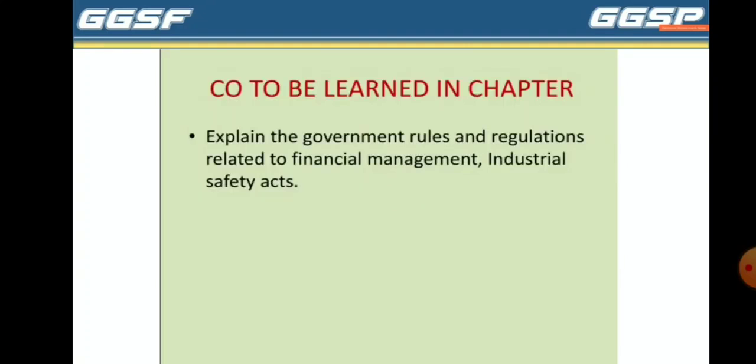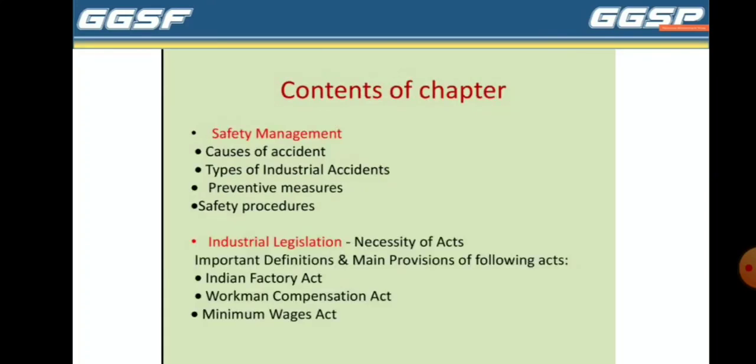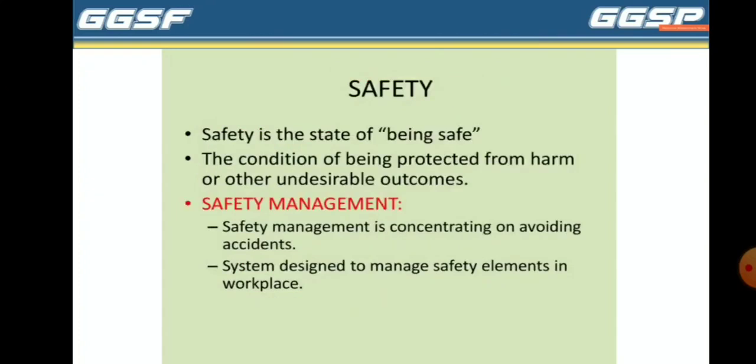Objectives to be learned in this chapter: we explain the government rules and regulations related to Industrial Safety Acts. Contents of the chapter: safety management, in that causes of accident, types of industrial accidents, preventive measures and safety procedures; industrial legislation, necessity of the acts, important definitions and main provisions of the following acts: Indian Factory Act, Workmen Compensation Act, Minimum Wages Act.